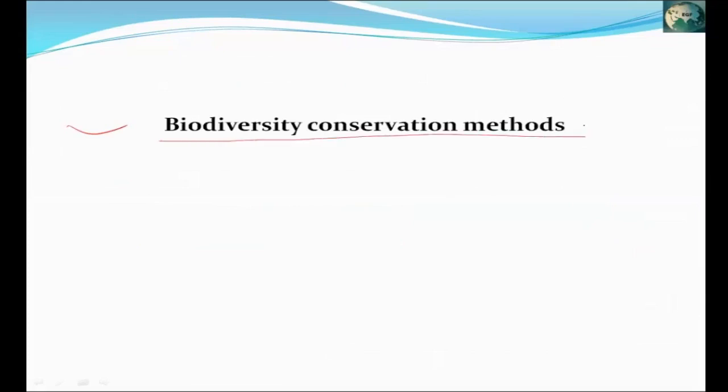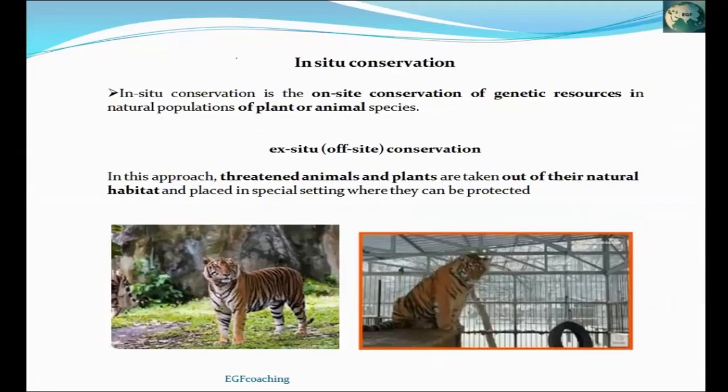Today's topic is biodiversity conservation methods. Our biodiversity is declining. There are many species which have become extinct. Many are critically endangered. Therefore, we need to conserve them. So, how can we conserve them? There are two methods of conservation. One is in situ conservation and the other is ex situ conservation.